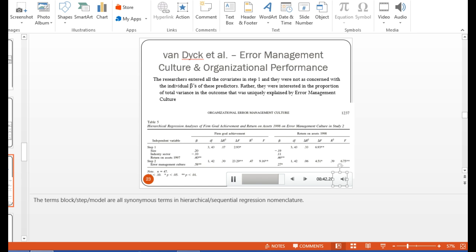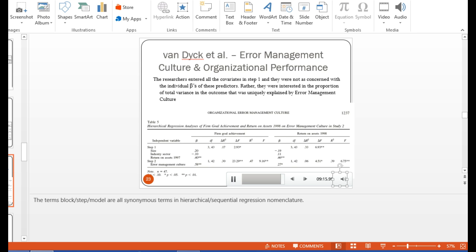So you can look for yourself. I'm not going to go through the return on assets in 98, but you can see that the pattern is the same, and we have a significant R squared incremental change from the addition of error management culture in the second block, and it's not quite as big as the first one, though. It looks like it's 0.06, so it looks like a 6% increase rather than a 30% for firm goal achievement.